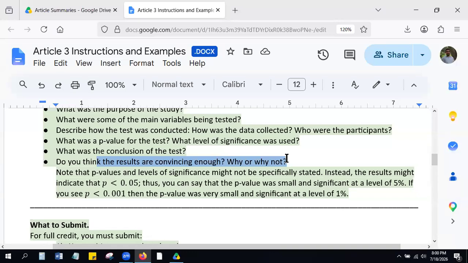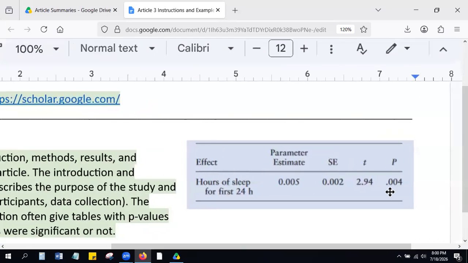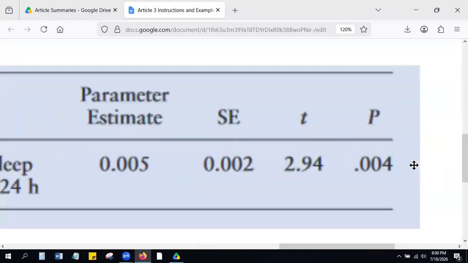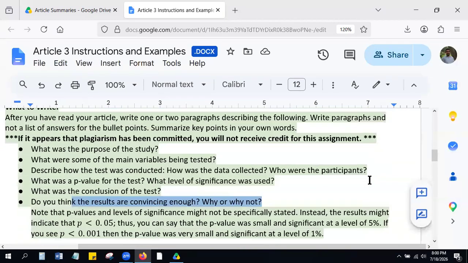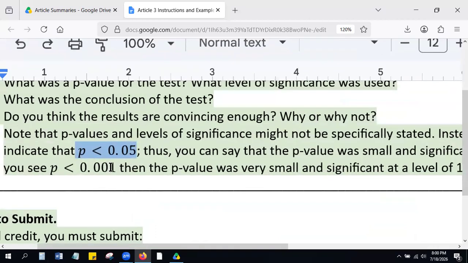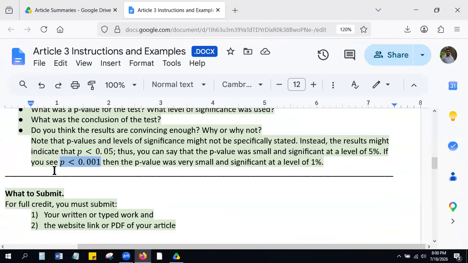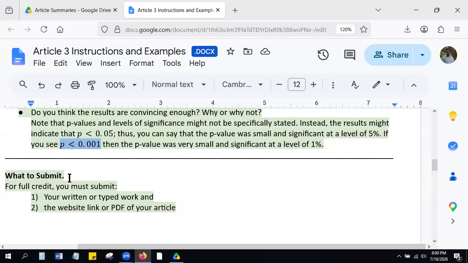Now, as far as the p values, you might find some that give you specifically what the p value is. Like this one here, it said the p value is 0.004, or you might find some that just give it to you this way. The p value was small, or the p value was small compared to these levels of significance. And you can mention it that way as well. They just didn't specifically tell you what it was. They're just letting you know that it was small.